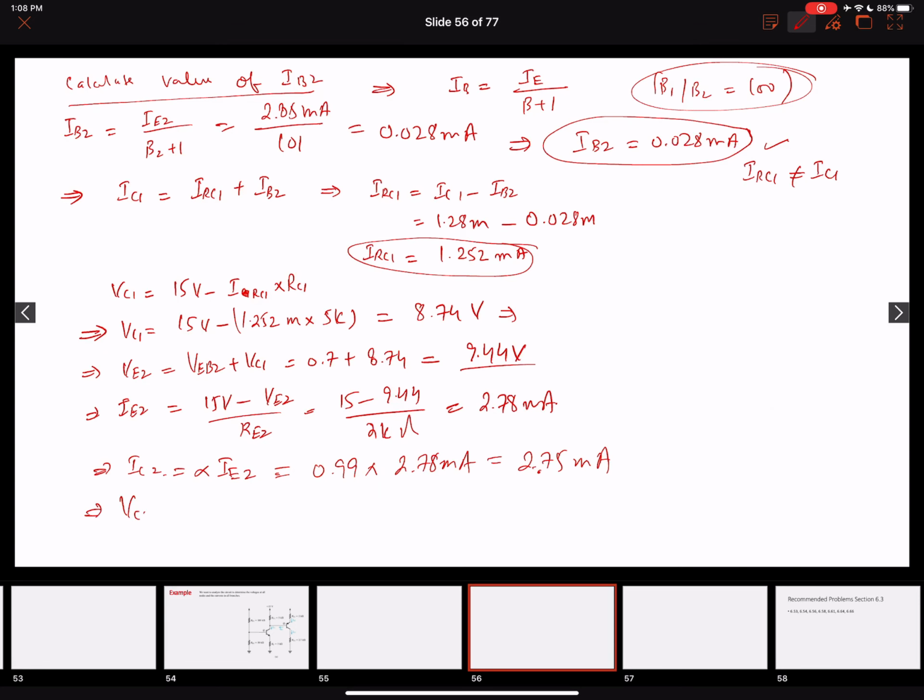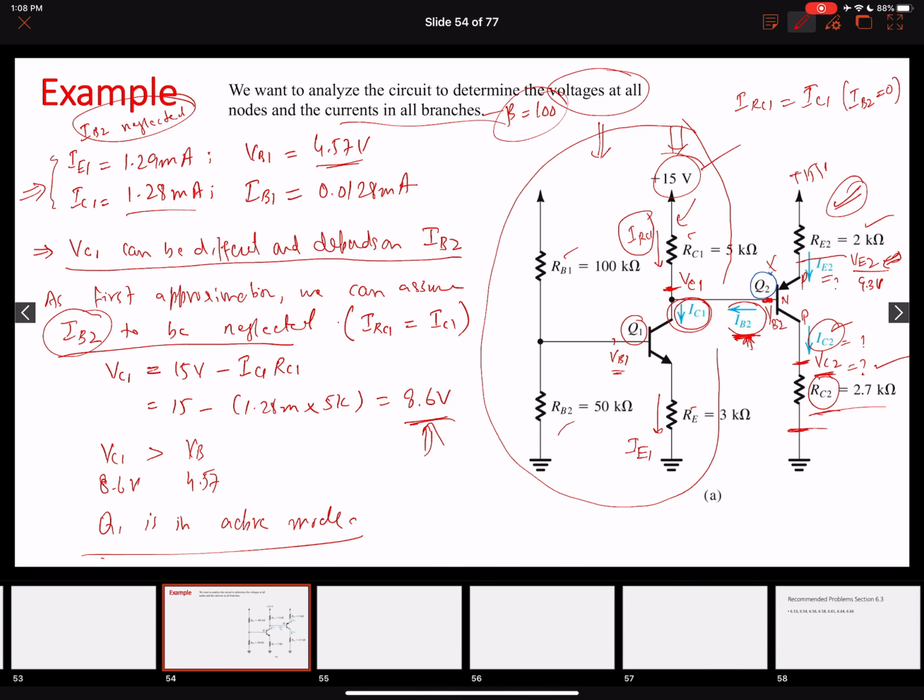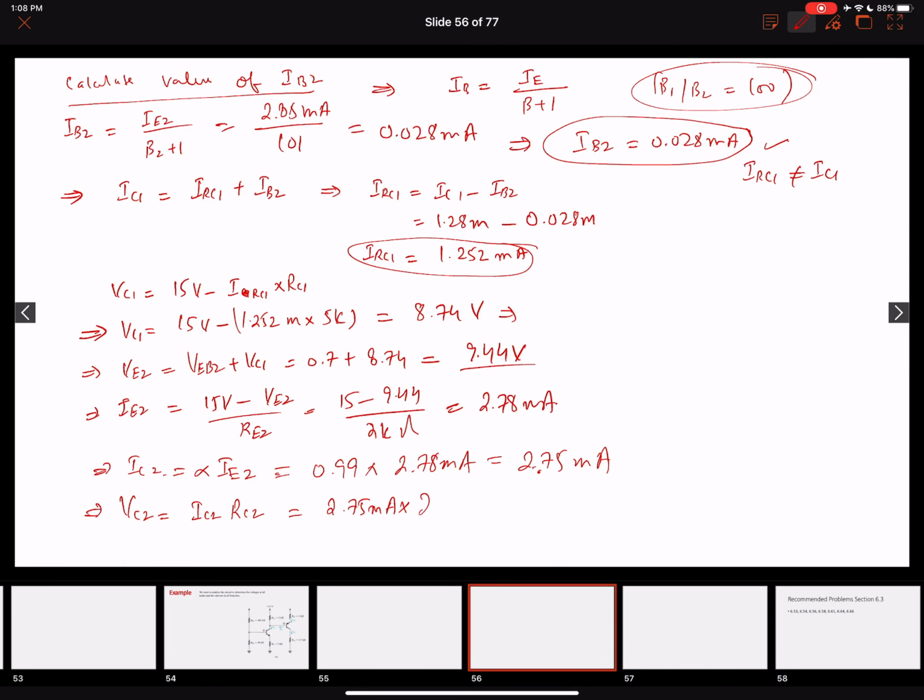So our new value of the collector voltage is IC2 into RC2. So this is 2.75 milliamperes into 2.7 kilo ohms. This will come out to be 7.43 volts. Okay, so again we ended up finding out the new value of collector current.